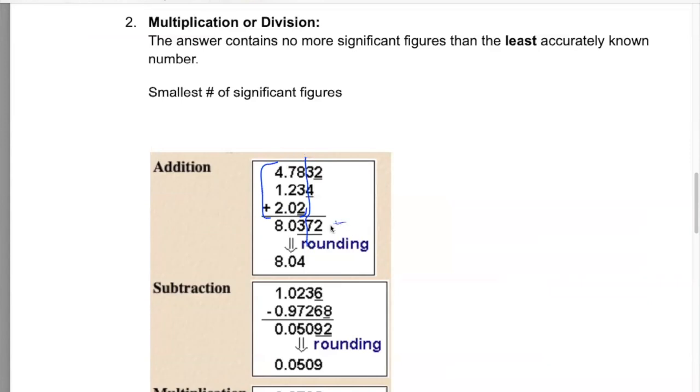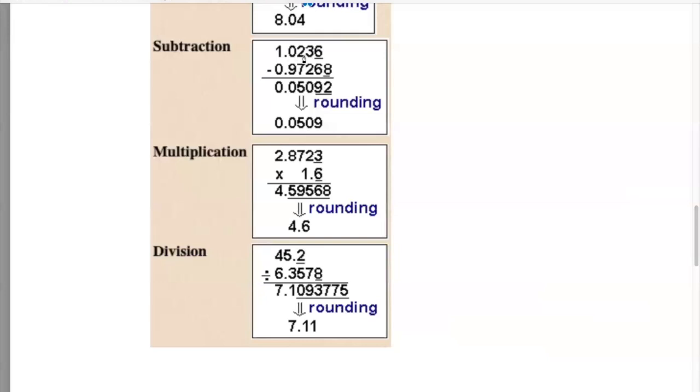You find the numerical answer, and then you round it to the correct decimal point. 8.03, the next number is 7, so you round it to 8.04. Subtracting is the same: 1.0236 minus that big number, the smallest decimal point will be over here. So we're going to round it there after we calculate. After you calculate, you round it to this fourth digit, 10 to the minus 4 digit right there. We round it to 0.0509, okay?